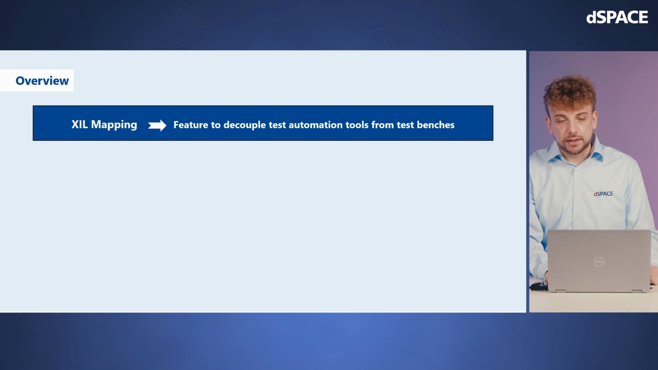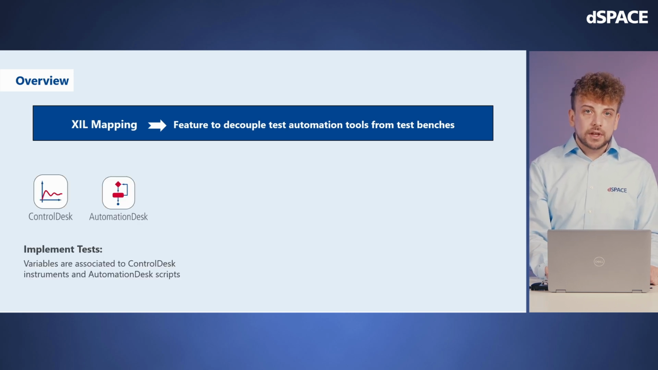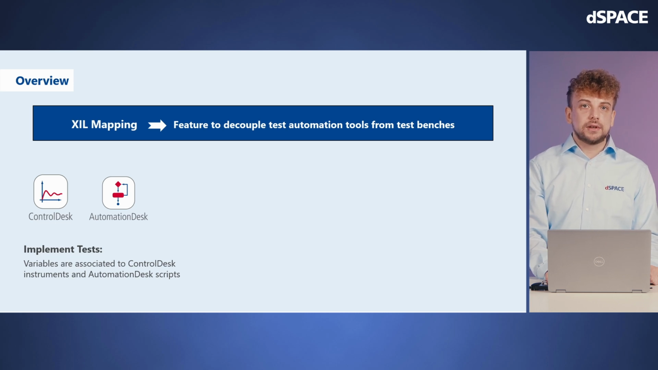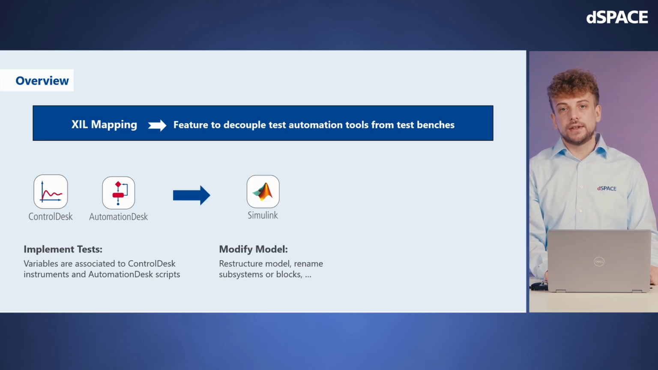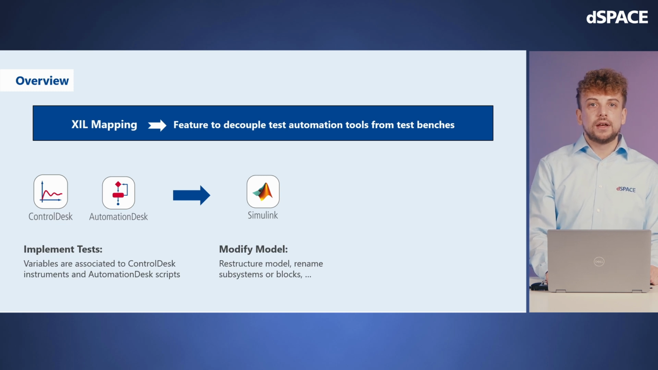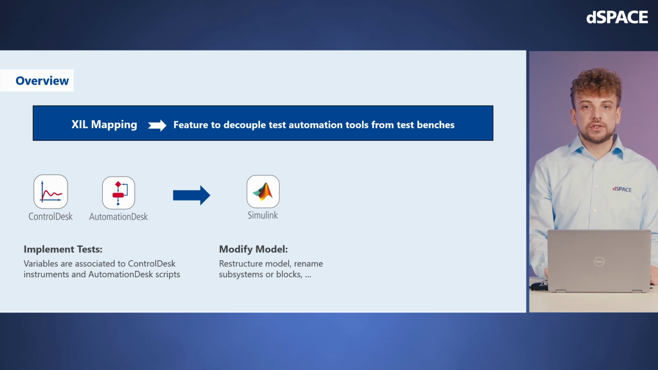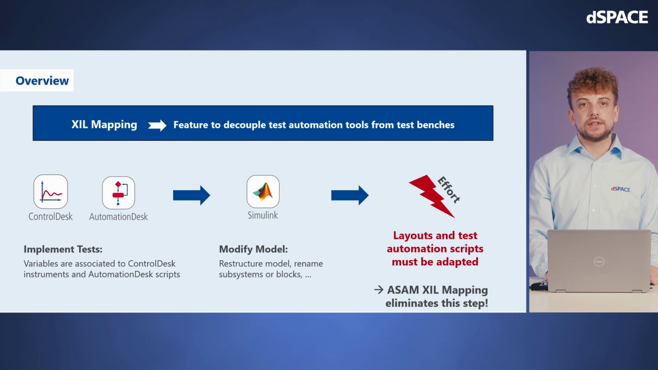So what are the issues and pain points SIL Mapping solves? To implement tests, variables are assigned to input and output instruments in control lists and are used in test automation scripts of automation lists. They typically need an address to write or read simulation variables, and the address is basically provided by a variable path. Everything is good and works so far. But if we then restructure our model, the path changes and the connection becomes invalid. It's really time consuming and costs a lot of effort, and SIL Mapping solves this issue.